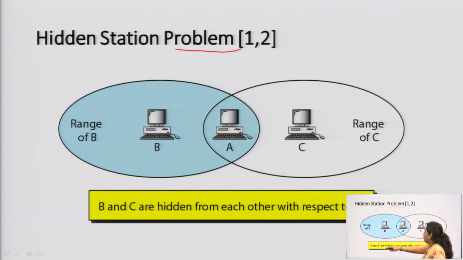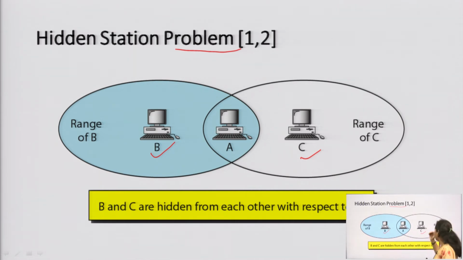What does it mean? B and C are hidden from each other with respect to A. Now, you can see that B system is present in this cell, C is present in this cell, and A is common to both. This is the range of B, and this is the range of C. Since the A system is present between B and C, B cannot directly visualize what this system is doing, and likewise C cannot directly visualize what this particular system is doing.